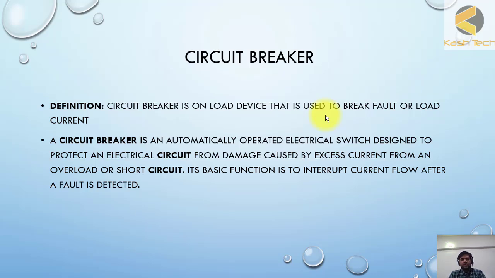In houses we see a simple switch to turn on and off, because at low levels you don't need specialized interrupting units to interrupt the current. But at high voltages and high currents, a special mechanism and special arrangement is required, and an interrupter unit is used to break the load current. Otherwise the current will not be broken, and the fault current or load current will be a continuous spark, and it can damage the breaker. So this is the circuit breaker. If anyone asks you, you can tell them that this is an on-load device.